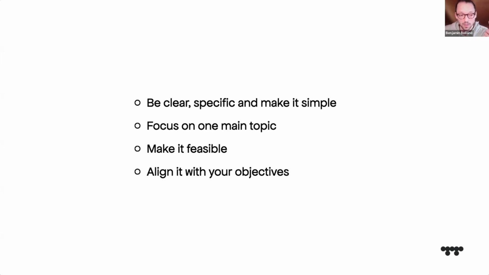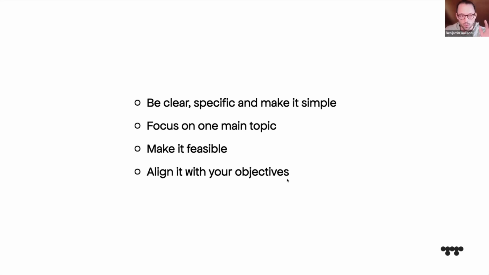Focus on one main topic, right? You can run several research endeavors or research processes, but it makes sense to really focus, and not research a little bit here, a little bit there. Make it feasible, meaning that you're actually able to answer the question you put out there, that it's not unrealistic to actually get answers. And align it with your objectives, meaning that whatever you want to research should pay into your strategy and the goals you're trying to achieve.